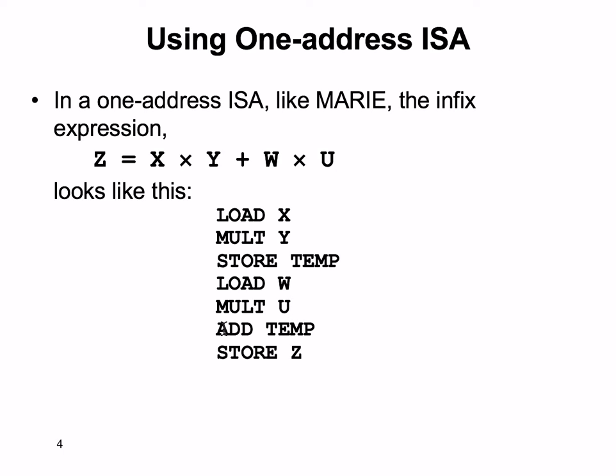Next, we perform add temp. It means we take the value of the temp variable, add it with the value in the AC right now, and the sum is stored back into the AC. And the last instruction is store z. It means you take the value in the AC and store it into the variable z. Okay, so that's the instructions using a one address ISA.